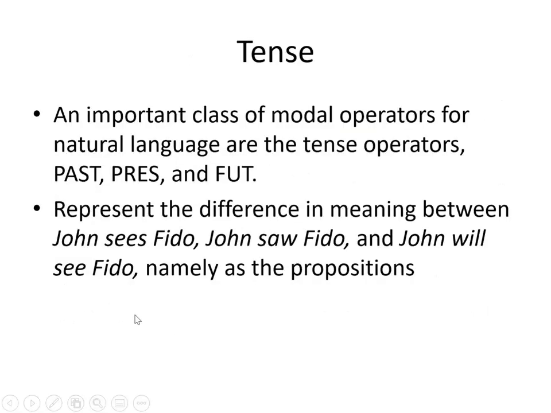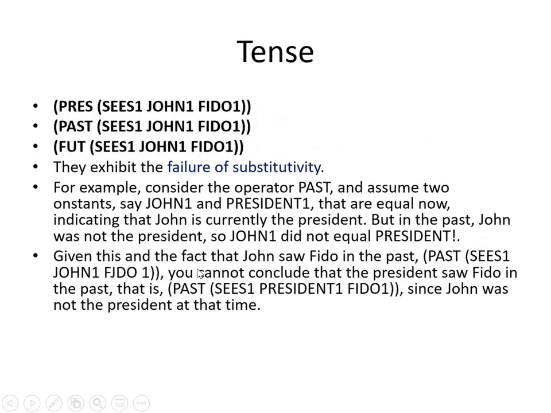Next is the form, that is the tense. An important class of modal operators for natural language are the tense operators. So tense is also one kind of modal operator where we have three tenses: past tense, present tense and future tense. It is used to represent the difference in meaning between John sees Fido, John saw Fido and John will see Fido, which are the propositions.